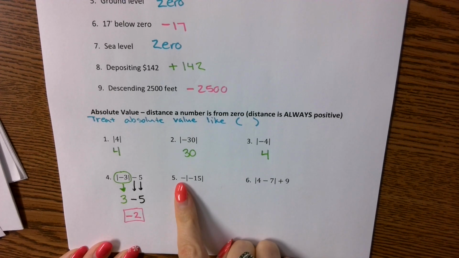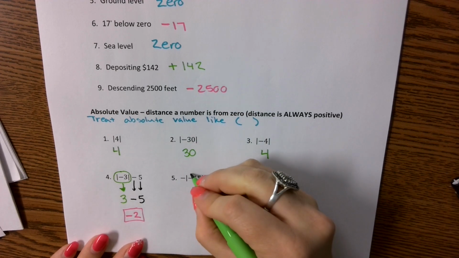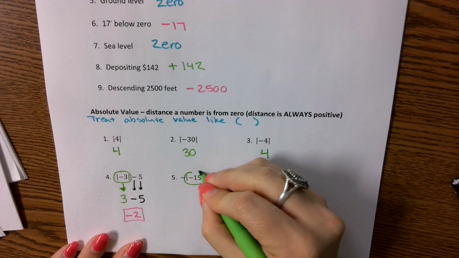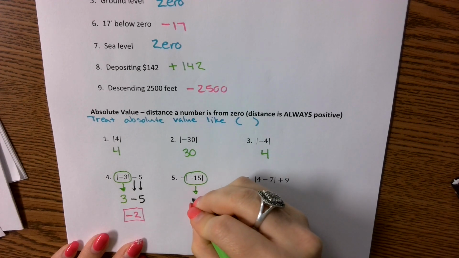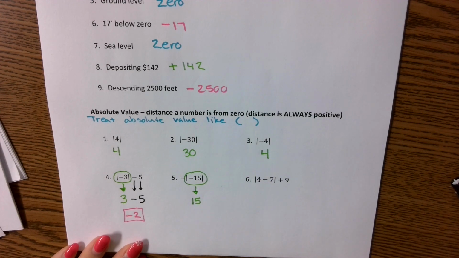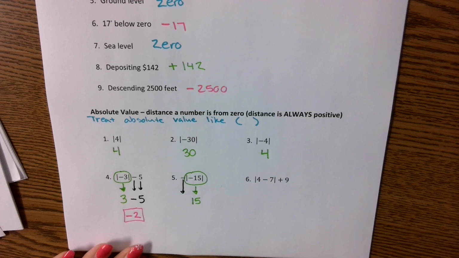Okay, same thing for problem number 5. We have a negative on the outside, and then we have an absolute value of negative 15. So we have to do this absolute value first. We have to take the absolute value of negative 15, which is positive 15. And then we're going to bring the negative sign down. Now that negative sign being outside of it, it doesn't have a number attached to it. But there's always an invisible number that exists.